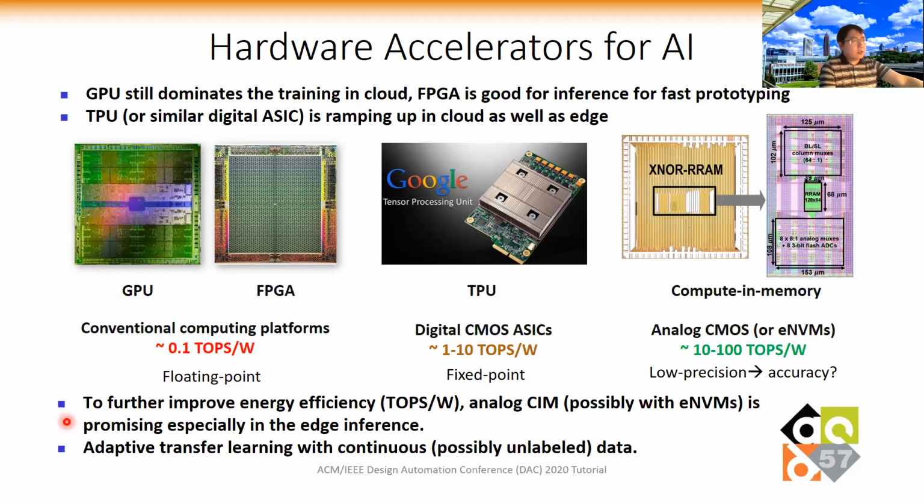To quickly summarize, to further improve the energy efficiency in TOPS per watt, we believe analog computing memory, possibly with an emerging non-volatile memory, is a promising approach. We believe that this is suitable for edge inference, where the power is very constrained. Also, we may enable some adaptive transfer learning with a continuous, possibly unlabeled dataset at the edge.